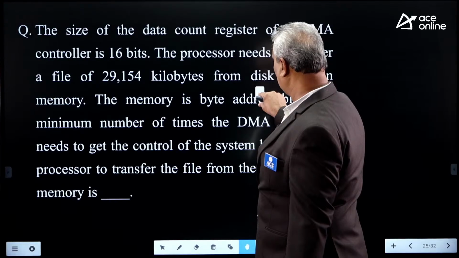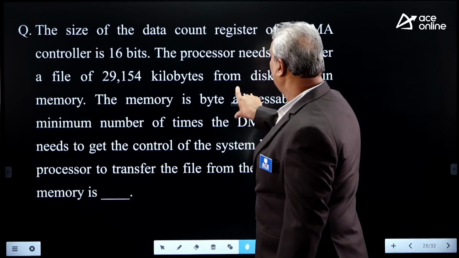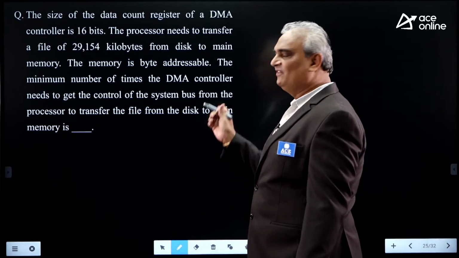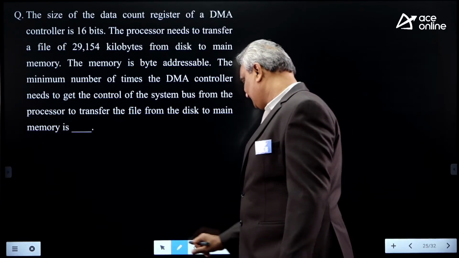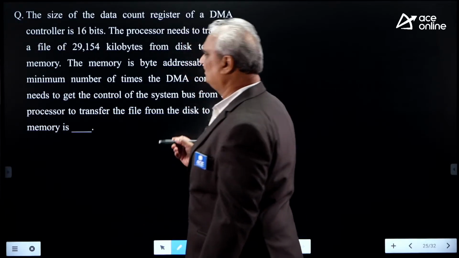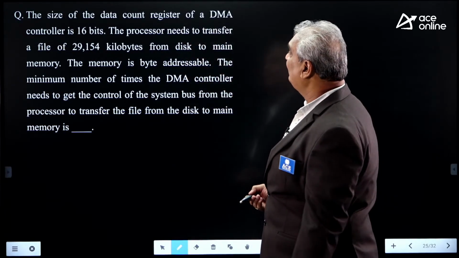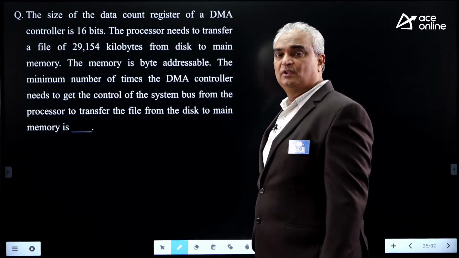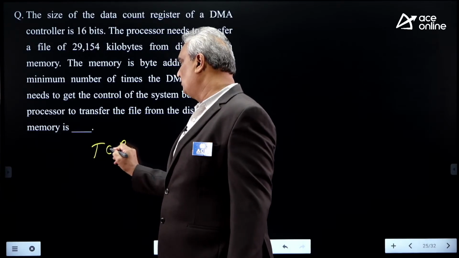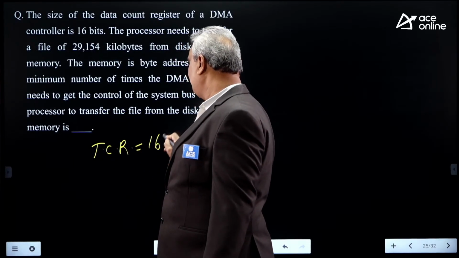If you are clear on one point, it becomes very easy to solve this type of question. And I am a big fan of this question because it is an excellent question. 2015 GATE question it was. Here in the DMA controller, one terminal count register is there. TCR, terminal count register, size is 16 bit.